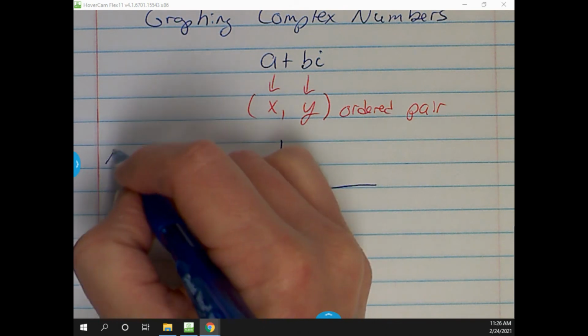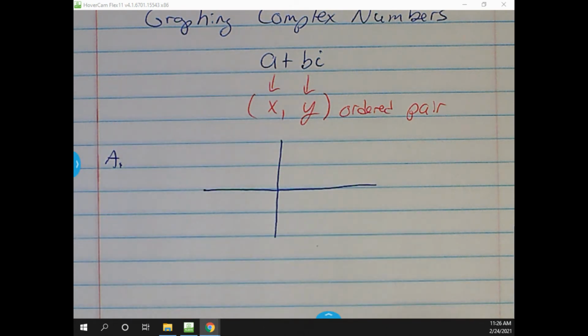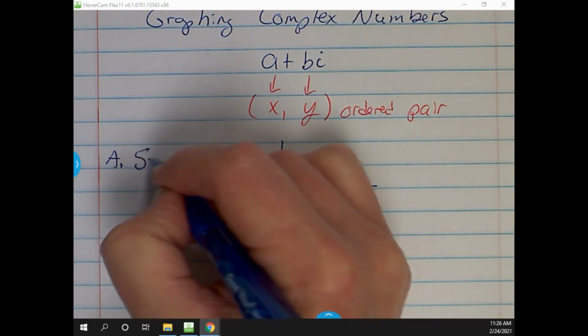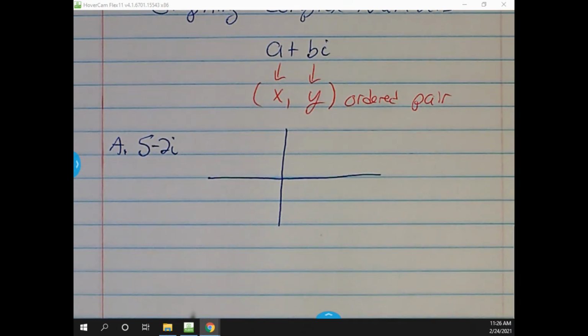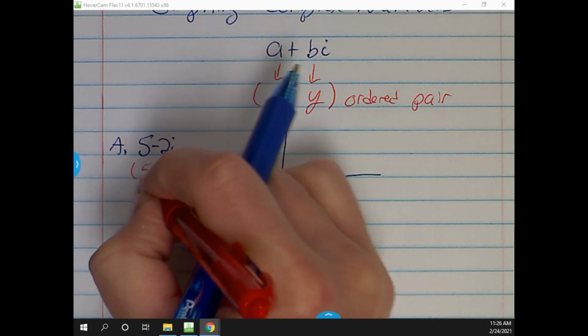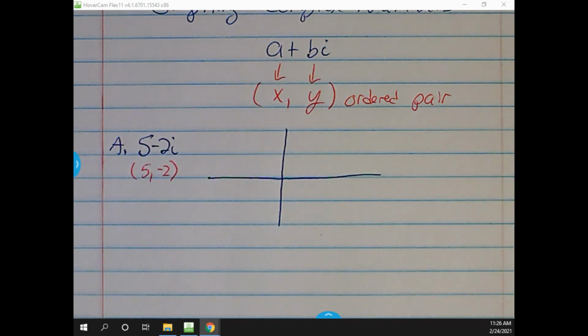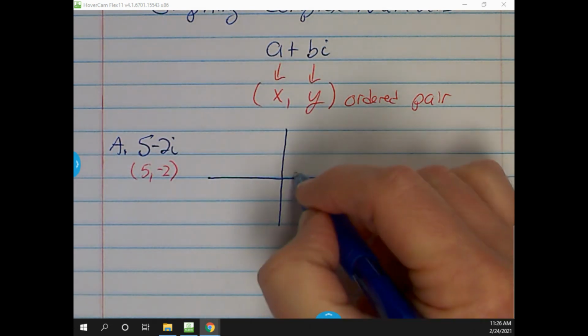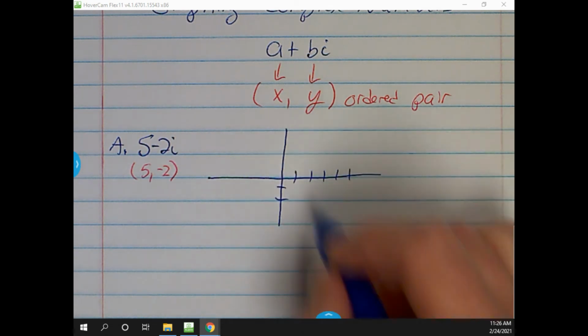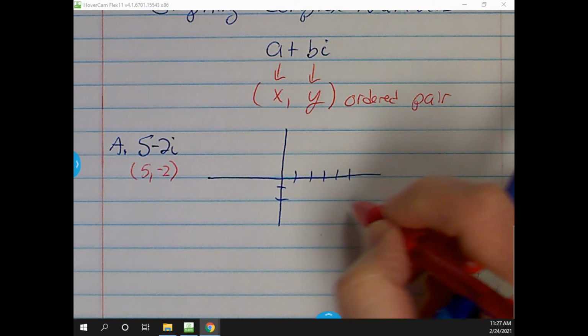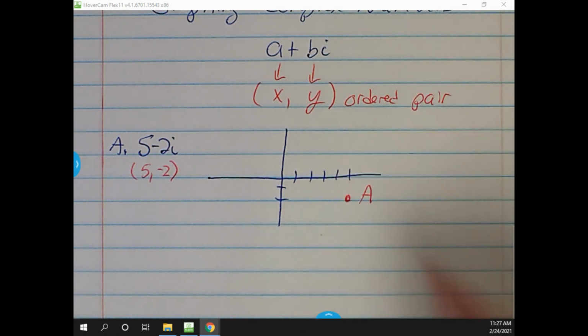All right, so for A, let's say it's going to be 5 minus 2i. First thing is, again, you need it as an ordered pair, so basically just pull out these two numbers and make it 5, negative 2. So go to 5, negative 2, put a dot right there, and that would be A.